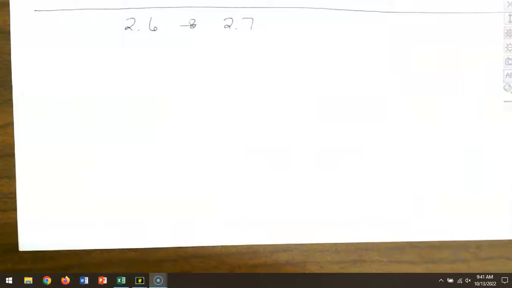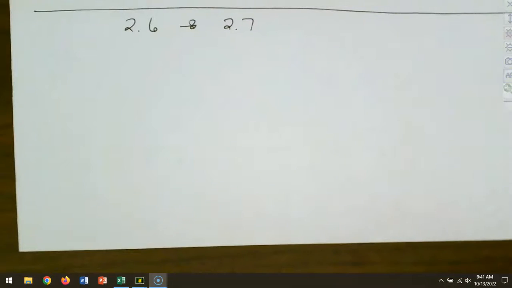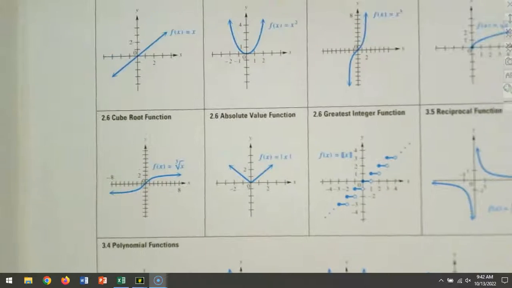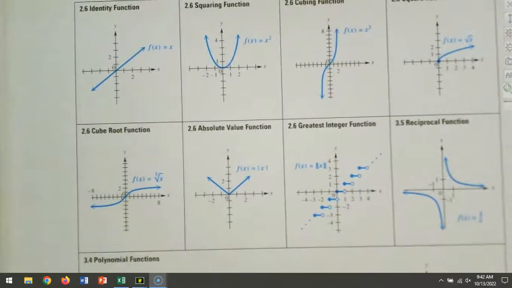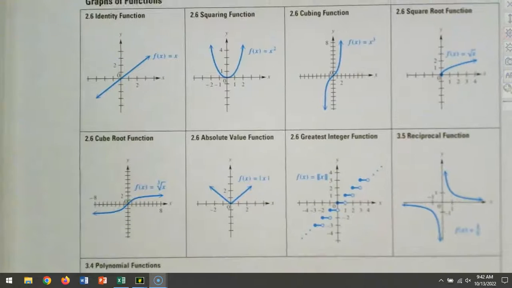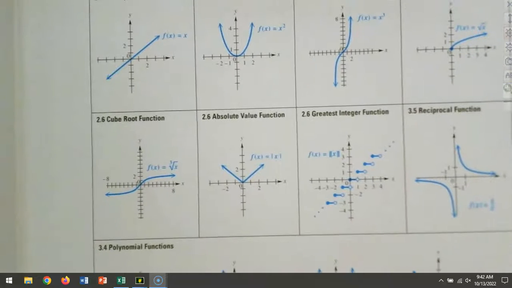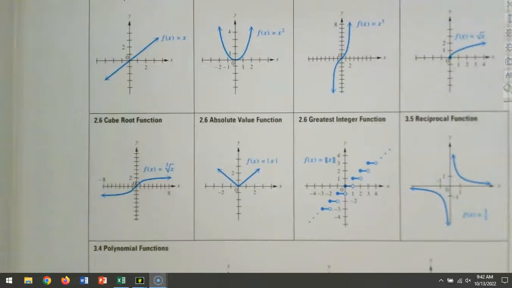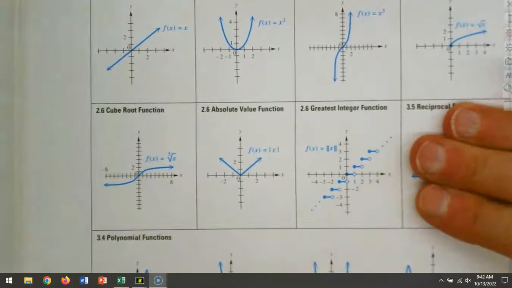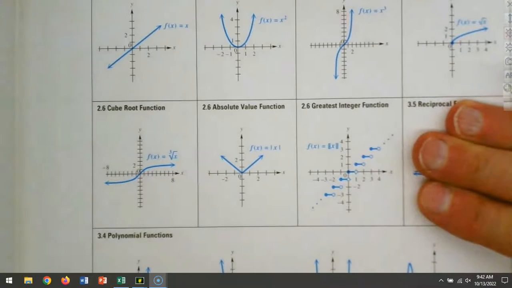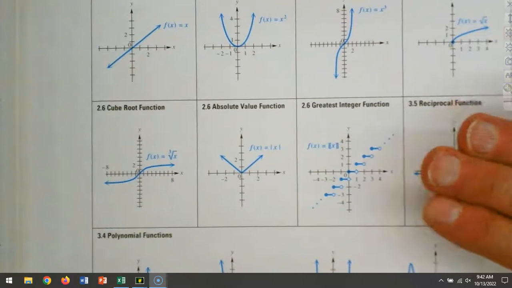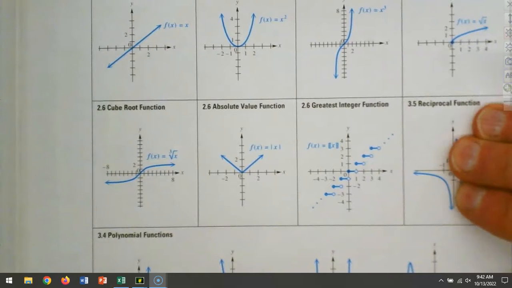We're going to be using the back cover of our textbook for these common graphs. The back cover of the textbook has these common graphs. And if you don't have your textbook with you, that's okay, because I'll put them up on the screen. But these are the ones we're going to be using. We're not going to use the reciprocal function, because that's at a later chapter. But these are the common graphs that we're going to be using.